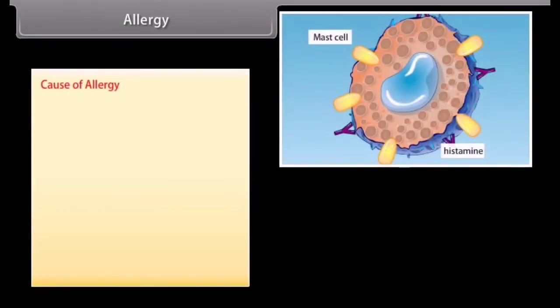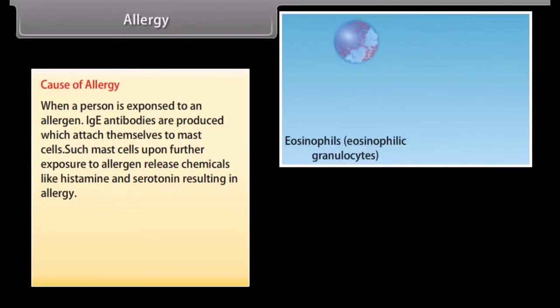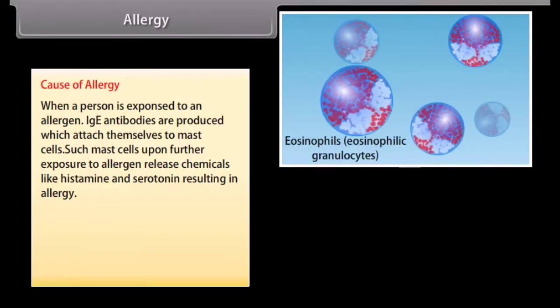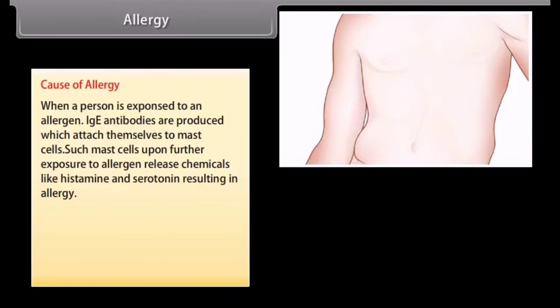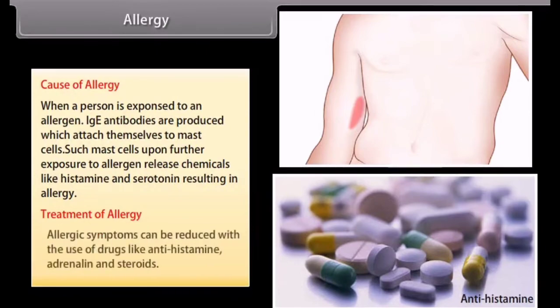Cause of allergy. When a person is exposed to an allergen, IgE antibodies are produced which attach themselves to mast cells. Such mast cells, upon further exposure to the allergen, release chemicals like histamine and serotonin, resulting in allergy. Treatment of allergy: allergic symptoms can be reduced with the use of drugs like antihistamine, adrenaline, and steroids.